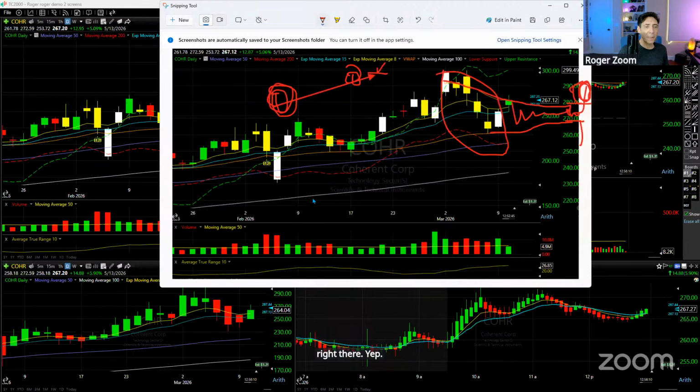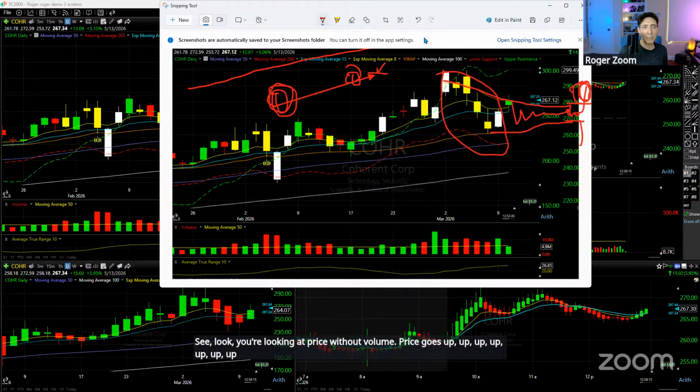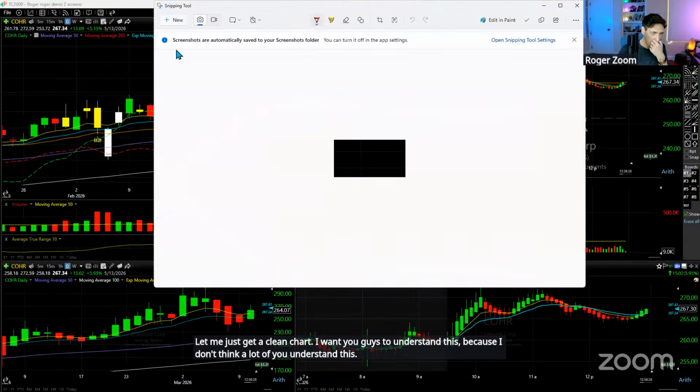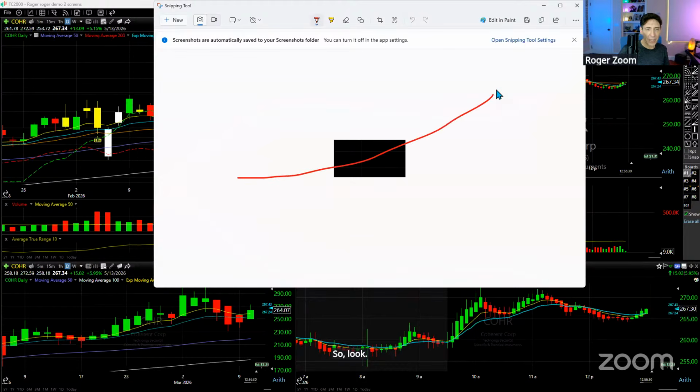See, look, you're looking at price without volume. Price goes up, up, up, up, up. Here, look, let me make a clean chart. I want you guys to understand this because I don't think a lot of you understand this. So look, stock is going up based on the price. Here, look, $70, $80, $90, all-time high. Blue skies, okay?